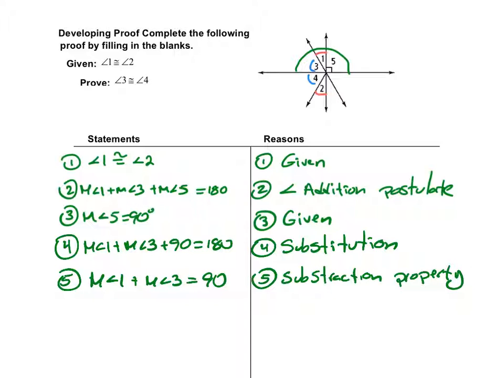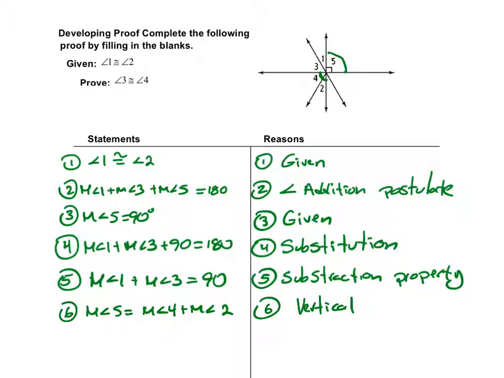Let me erase this information right here so we can continue working with the exercise so you can see it, right? Now, this angle is congruent to this one up here, down here, because they are vertical angles. So let's write it with the information. The measure of angle 5 equals the measure of angle 4 plus the measure of angle 2. Why? Because vertical angles are congruent.